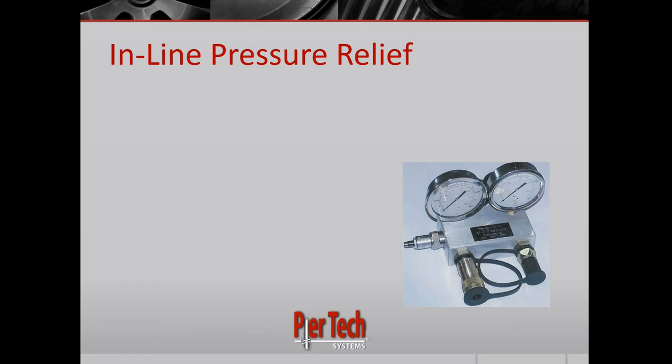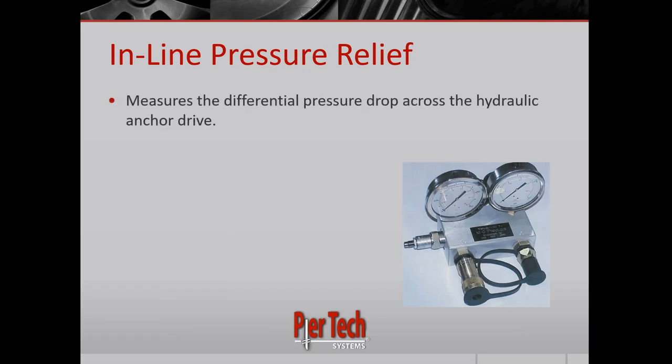This is called the inline pressure relief. This measures the differential pressure drop across the drive head using two gauges. The forward gauge, that's this gauge here, furthest from the valve, and the back pressure gauge, which is the gauge closest to the valve. So when you're spinning the pile into the ground in the clockwise direction, your forward pressure gauge should always be reading higher than your back pressure gauge. If it doesn't, you most likely have your lines reversed. So go ahead and switch those around if that's the case.